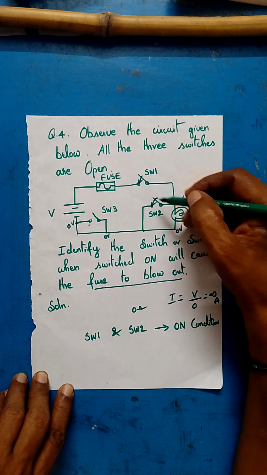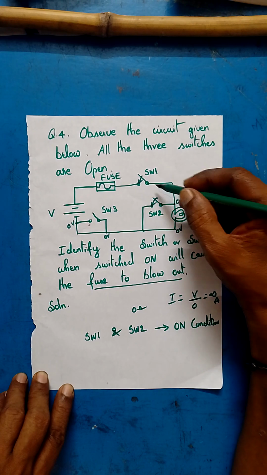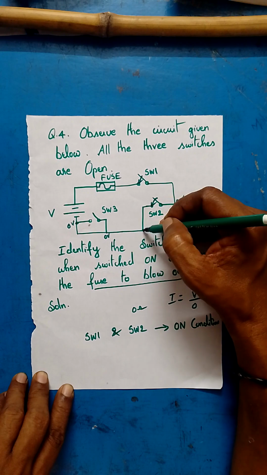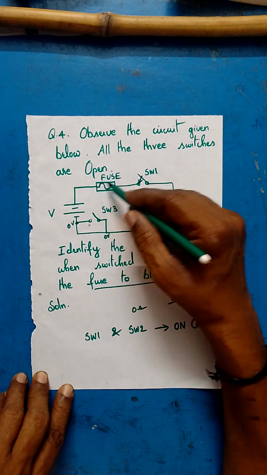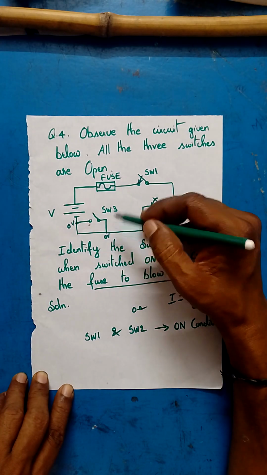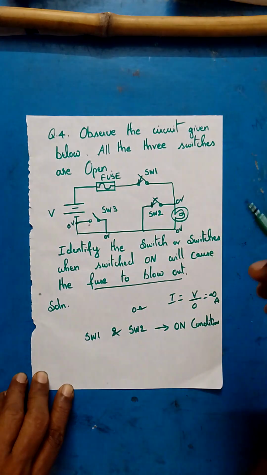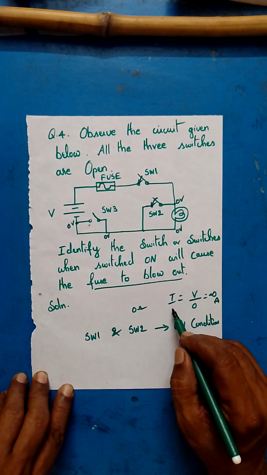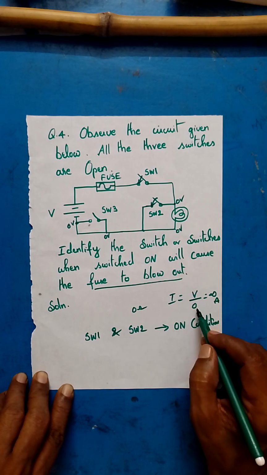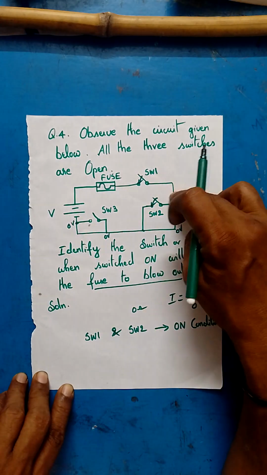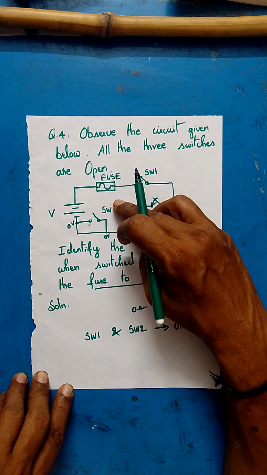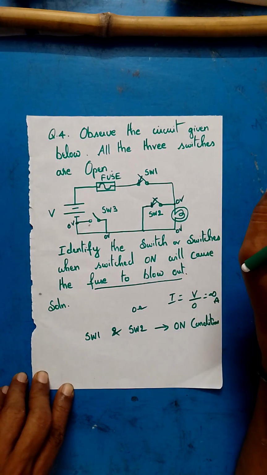Whereas if switch 1 and switch 2 are on, this potential is 0, because the switch is closed, this voltage is 0, here again it is 0. So current takes the easiest path to reach the ground. So the overall resistance in the circuit is going to be 0 ohms. If that is the case, I is equal to V by R, therefore V by 0 is infinity. So infinite current will start flowing. Therefore the fuse cannot withstand that much heavy current, so the fuse will blow out.